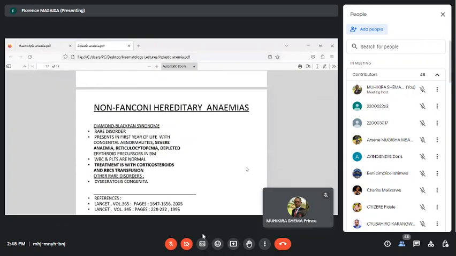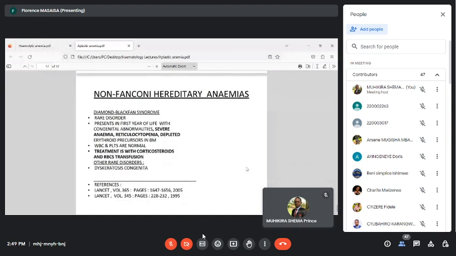The treatment is just transfusion of red cells, but it may also be associated with other diseases like congenital skeletal abnormalities. They may also present with a type of anemia due to genetic issues, not only from the issue seen in the bone marrow. So this is all for aplastic anemia.